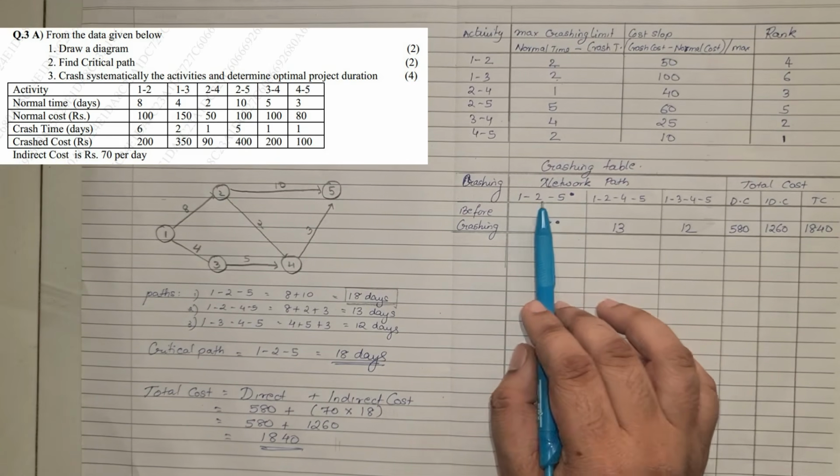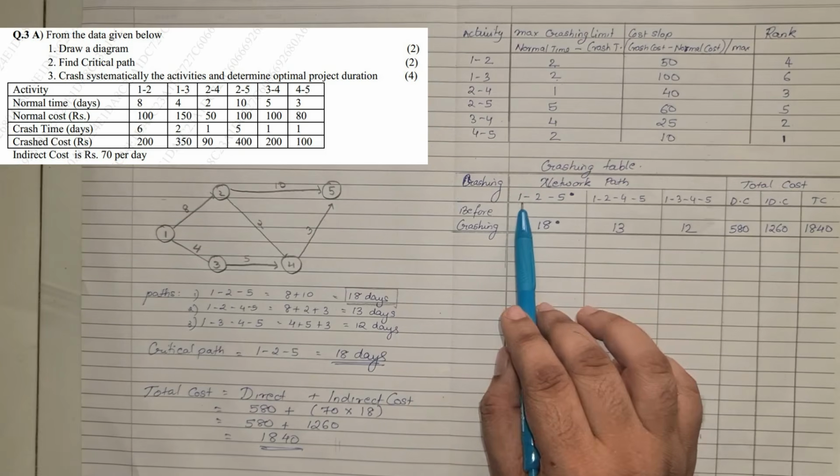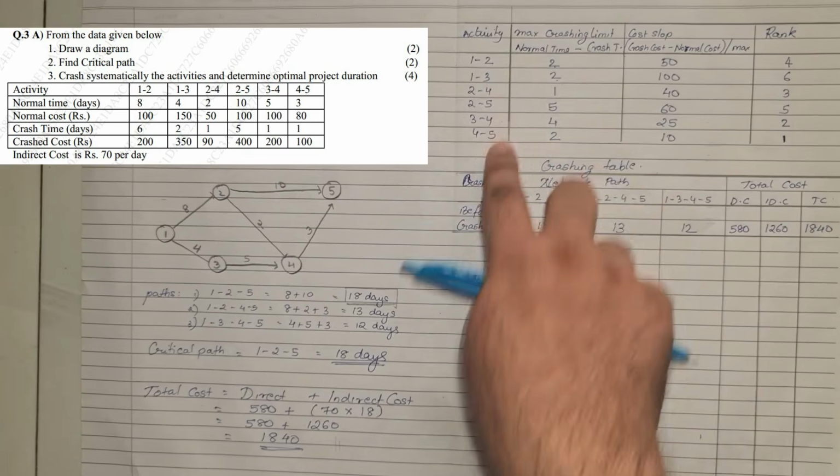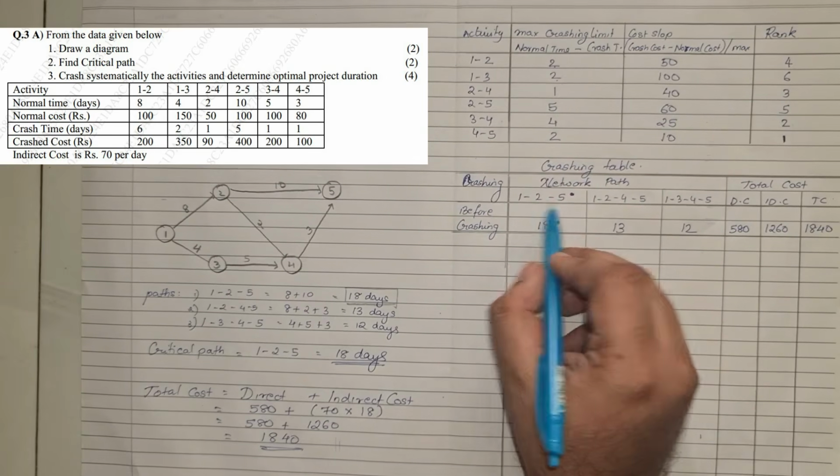Our critical path is 1-2-5. Check in the path: 1-2 and 2-5. There are only 2 paths here. Check if any of those paths are available in our activity: 1-2 and 2-5.